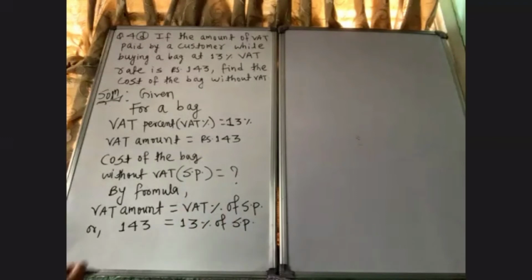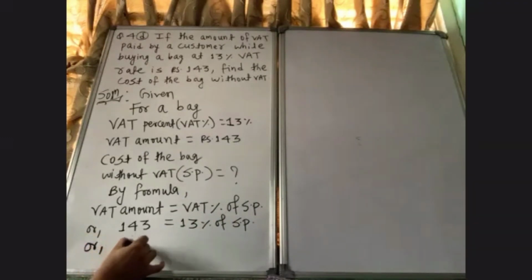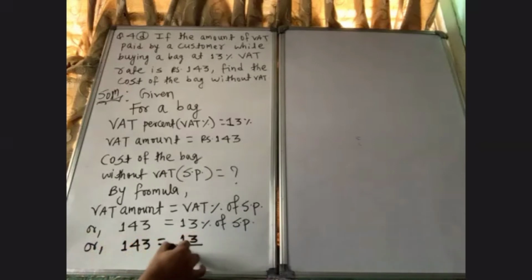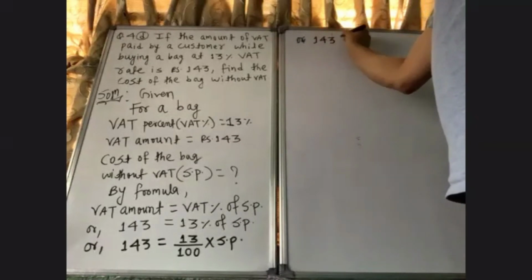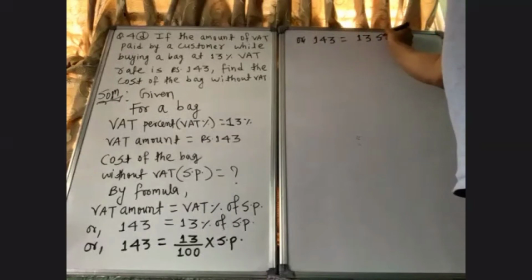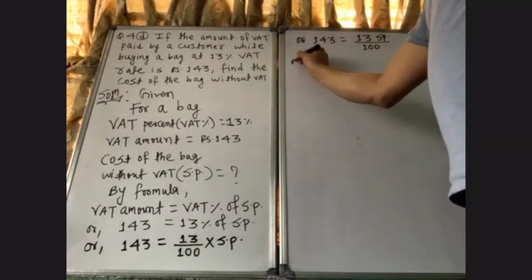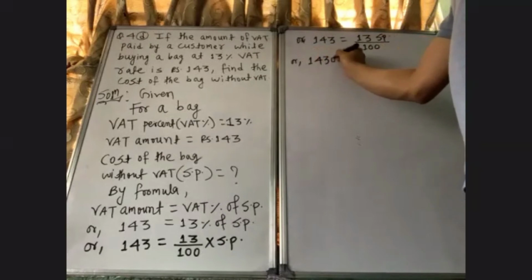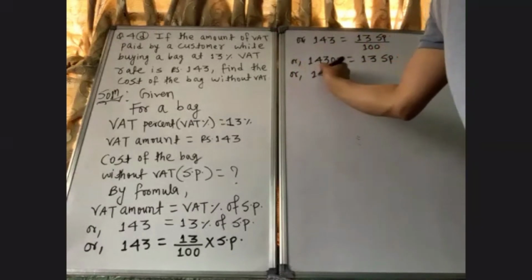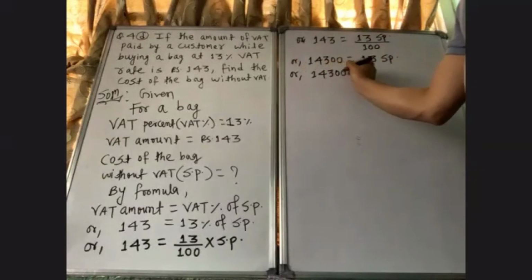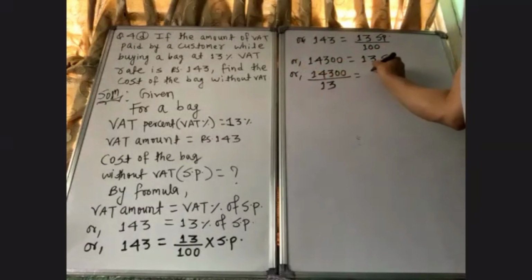Now what can we do here? 143 is equal to 13 divided by 100 into SP. Or we can write 143 is equal to 13 SP divided by 100. Now if we multiply by 100 on this side, we get 143 with two more zeros, and 13 SP. Now we'll get 14,300 divided by 13 is equal to SP.